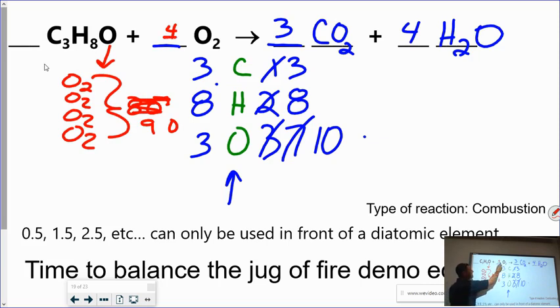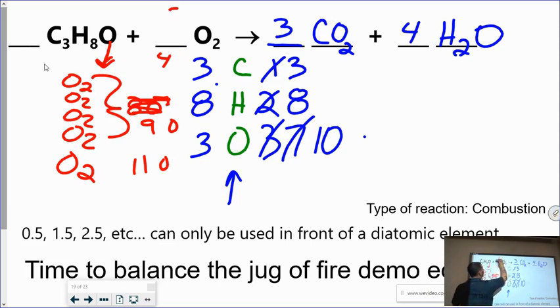Okay, so let's not do a 4 there. Let's do a 5 there. So now I have O2, O2, that's 10 plus this 1. That's 11 O's. I need 10 O's. So when I had a 4 up here, I didn't have enough oxygens. When I had a 5 up there, I had too many oxygens. What's between 4 and 5?